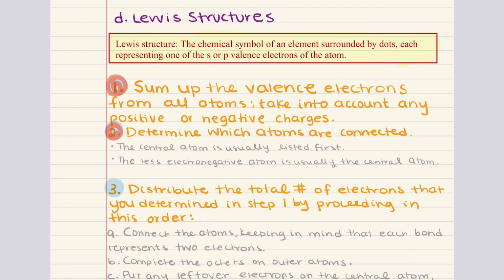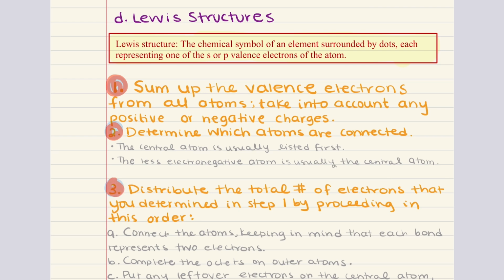going to be attached to an oxygen atom, and then that oxygen atom is going to be attached to the other central atom. Now, in some cases, the formula might describe the order in which the atoms are bonded, and in that case, that would make it easier for us to determine which atoms are connected. But keeping a lot of this information in mind is going to be important, especially that the central atom is usually listed first, and the less electronegative atom is usually that central atom.